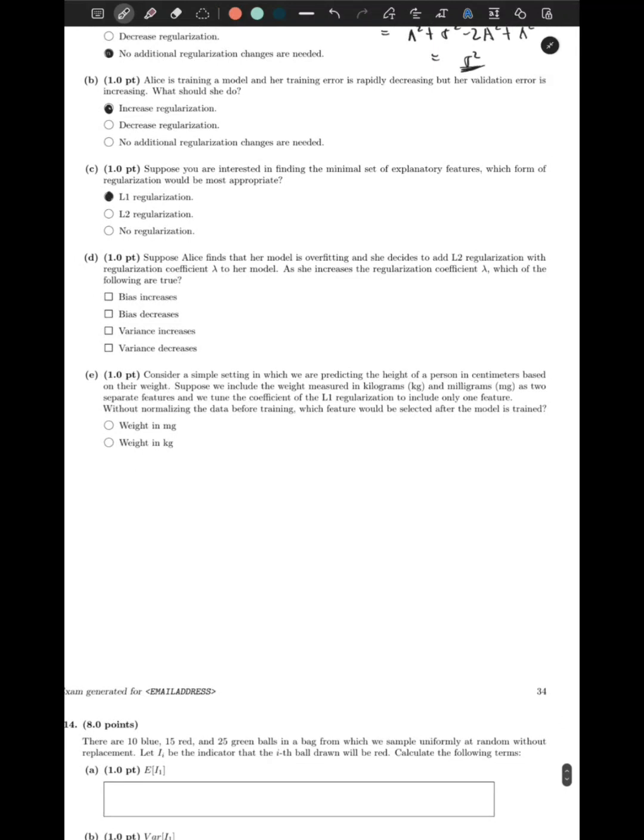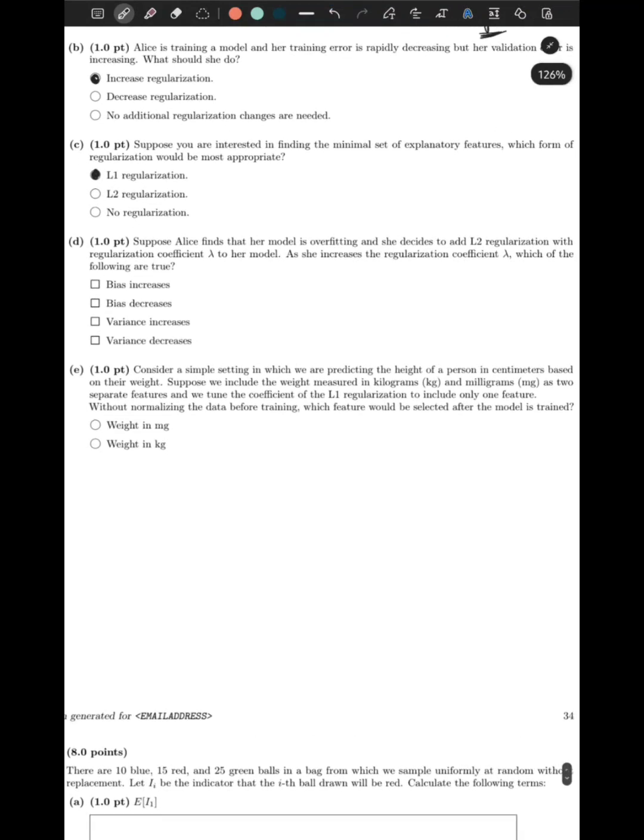Then for part D, suppose Alice finds that her model is overfitting and she decides to add L2 regularization with regularization coefficient lambda to her model. As she increases the regularization coefficient lambda, which of the following are true? Okay, so recall that when we add regularization to our normal loss function, it looks something like this. So when we increase lambda, our regularization term becomes really, really big. And if it becomes really big, our objective function is going to penalize it. Because remember, for our objective function, we want our error to be as small as possible.